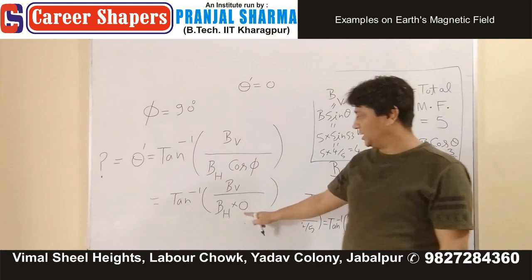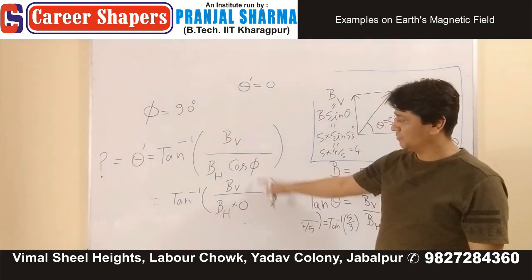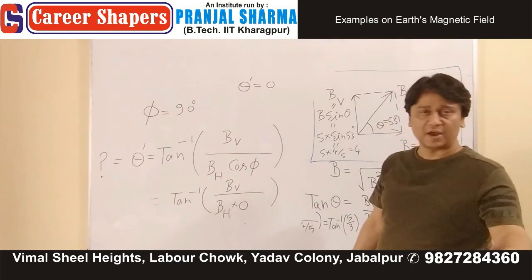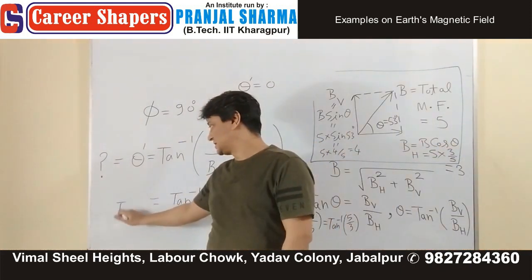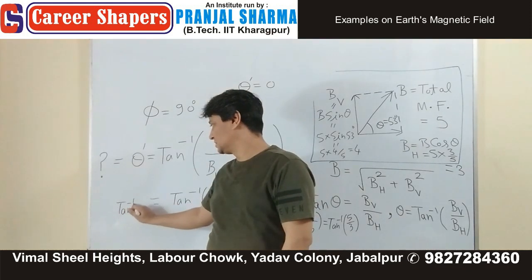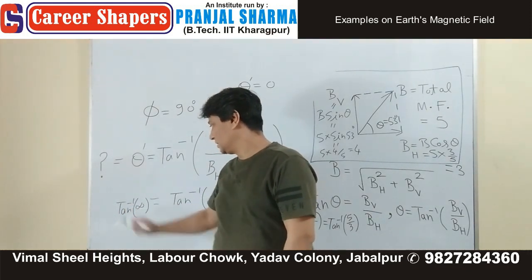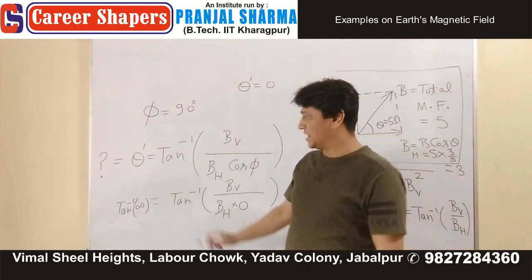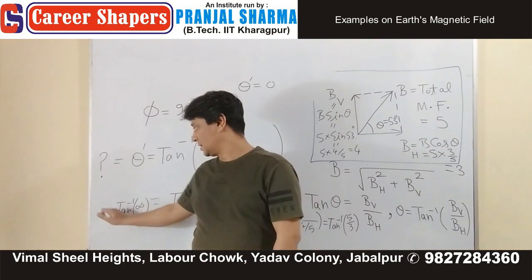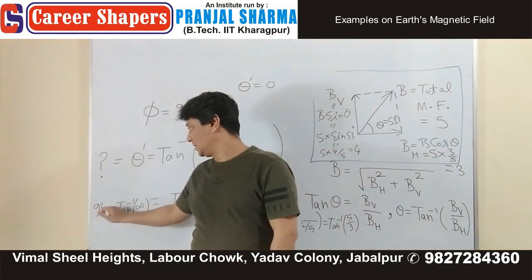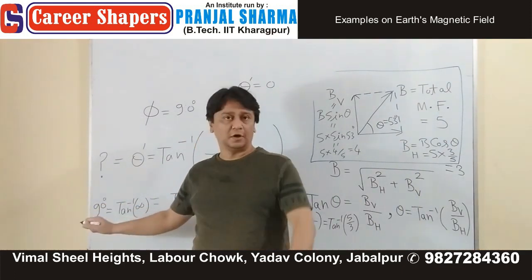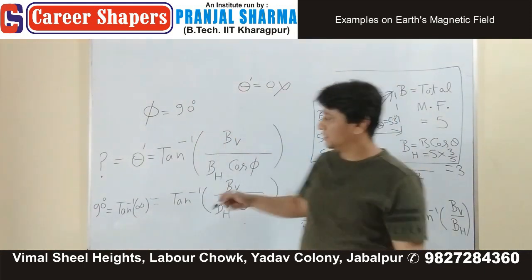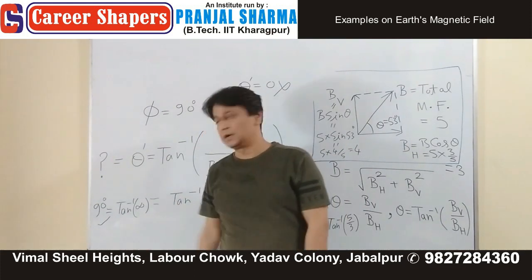So BH into cos 90. Cos 90 is 0. What is something upon 0? Infinite. So this is tan inverse infinity. And what's the value of tan inverse infinity? 90 degrees or pi by 2. And you're answering 0. The answer is 90.